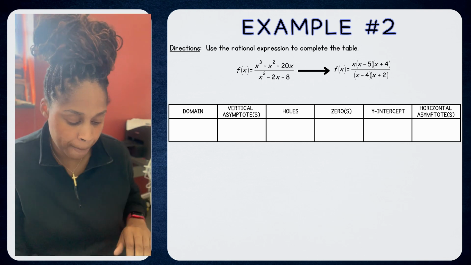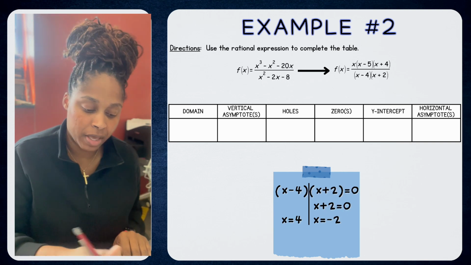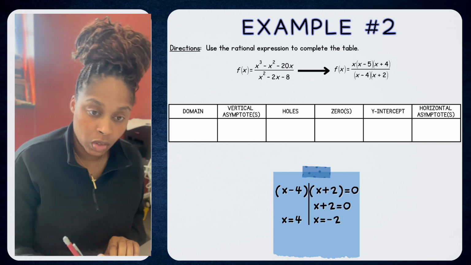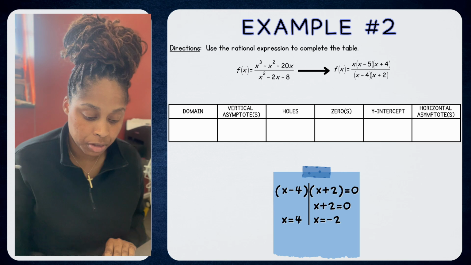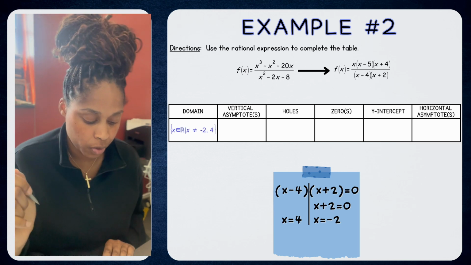And like before, I gave you the original rational expression and the factored form to make your life a little bit easier for now. So for domain, we need to look at the bottom of the fraction and figure out where it's going to equal 0. We see that our domain is going to be all real numbers except when x is -2 and +4.